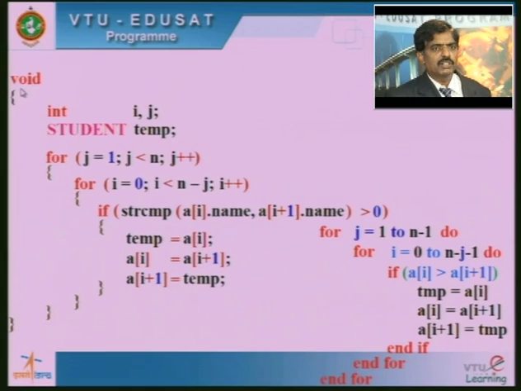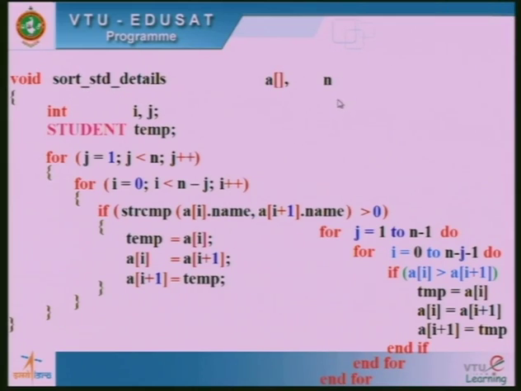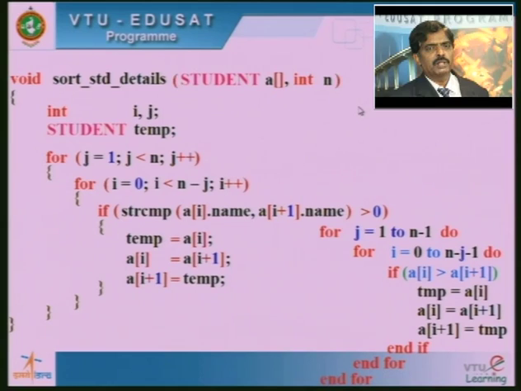And here what we write? Void. What we are doing? We are arranging the student records in increasing order of the names. So, here I write sort the student details. And what we require? A, which is an array, and n, which represents number of elements. So, A is an array of what? Student, and n is of type what? Integer. So, these two parameters must be enclosed within a parenthesis.